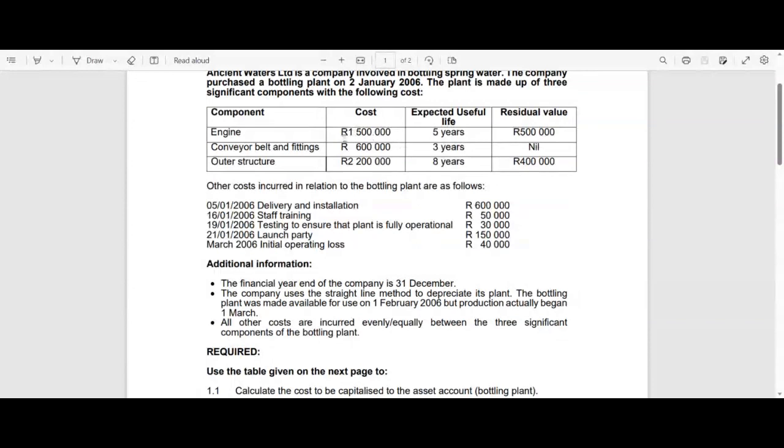Now, ladies and gentlemen, looking at those facts and figures, if you think about the requirements for something to be recognized as a significant part, do you think those three components, this is just a yes or no question, should be capitalized in separate ledger accounts? In other words, should we have a cost account for each of them separately?